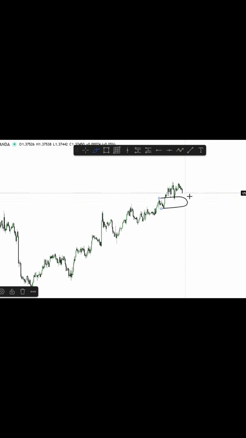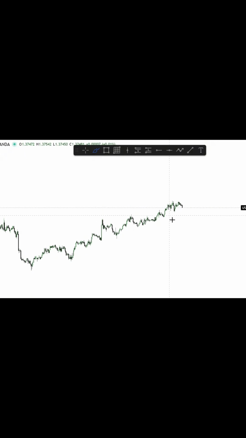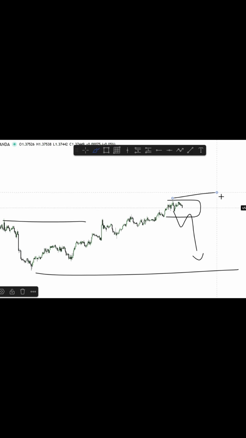So if we see this get broken, I'll then be looking for that retest into the freshly created supply to then look for those shorts to target 50% of this 1-hour swing range, which could be down to maybe this low over here, as we've got currently right now lots of liquidity resting below all of this trend line.